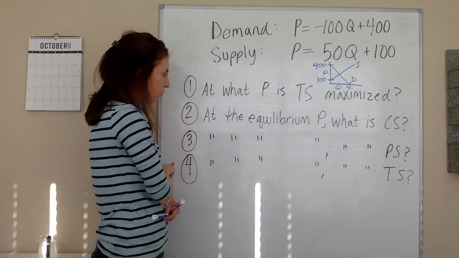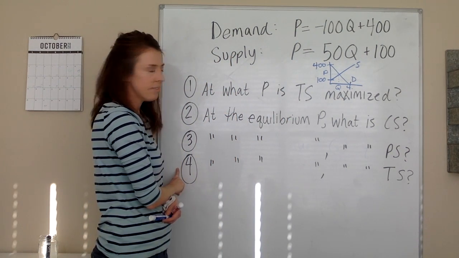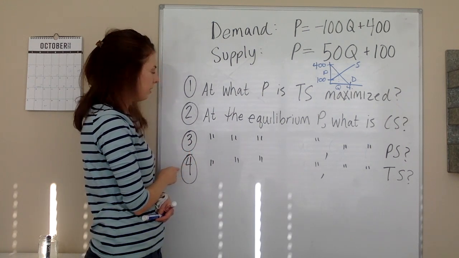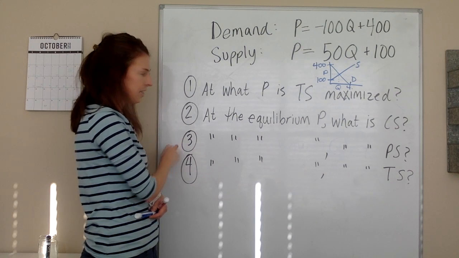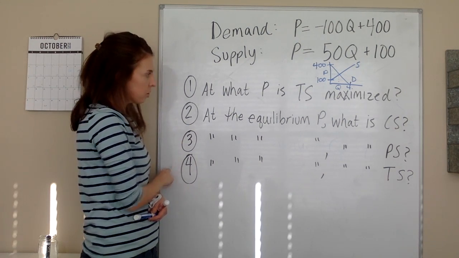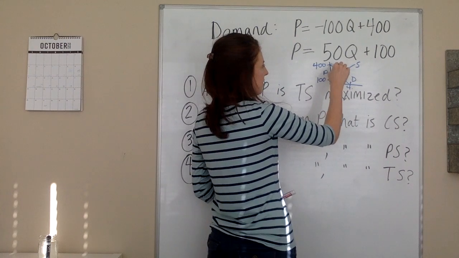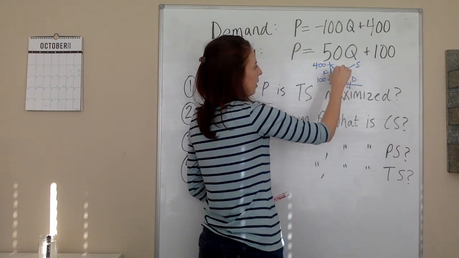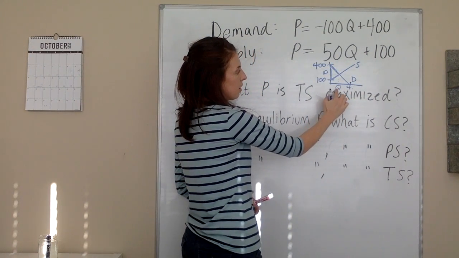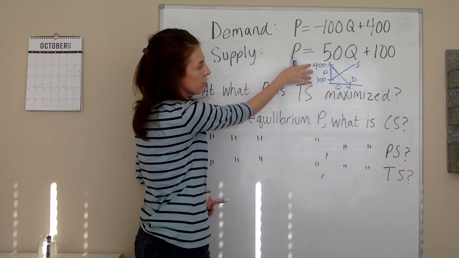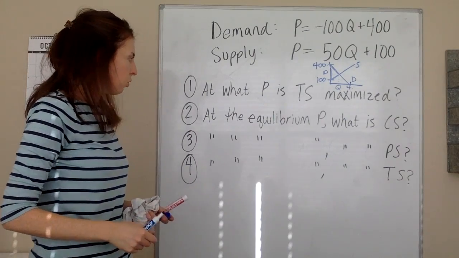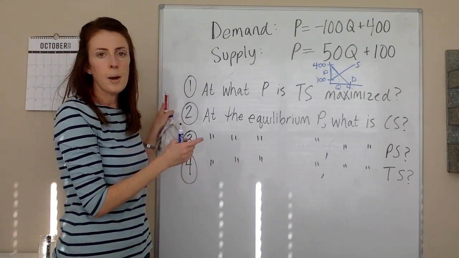And then question 4 is, what is total surplus? There are 2 ways of doing that. If you do them both ways, you should get the same answer. Way number 1 is add these 2 things together. Way number 2 is calculate the area of this entire triangle. This entire triangle has a base of Q, and a height of 400 minus 100.